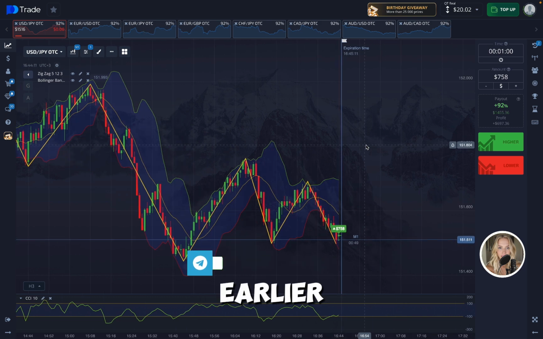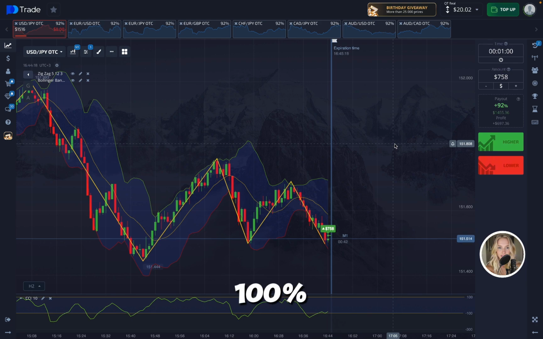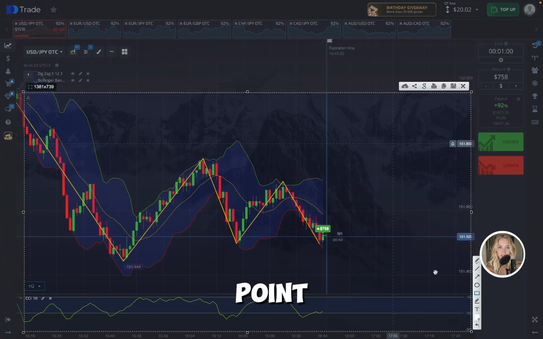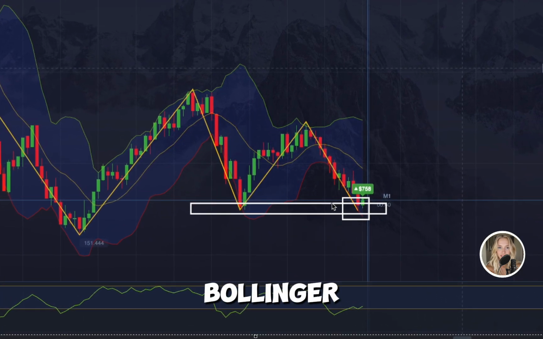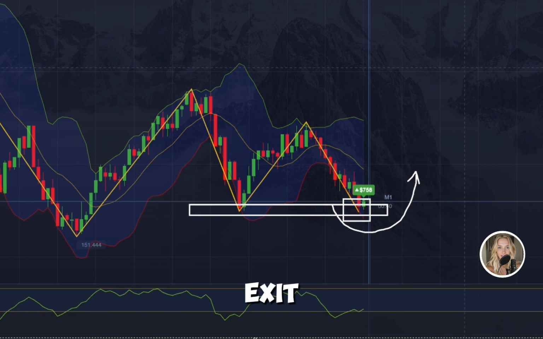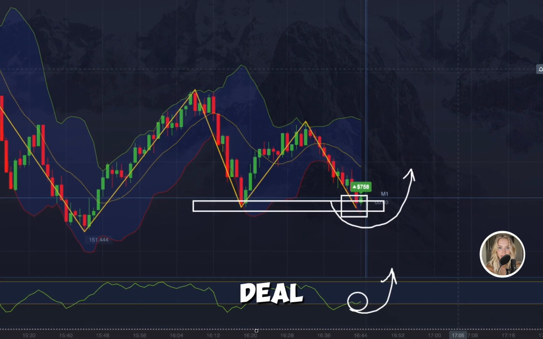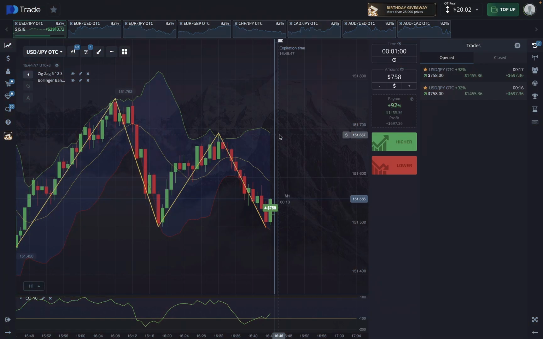Everything is as I said earlier. We have a good touch point here in general, and I think a 100% exit should happen. We will highlight the workspace of this touch point, update the local minimum along the zigzag, touch the lower Bollinger Band, and also exit from the oversold area of the oscillator. That is exactly why the deal opens up here. Let's look at the result of these 2 trades.